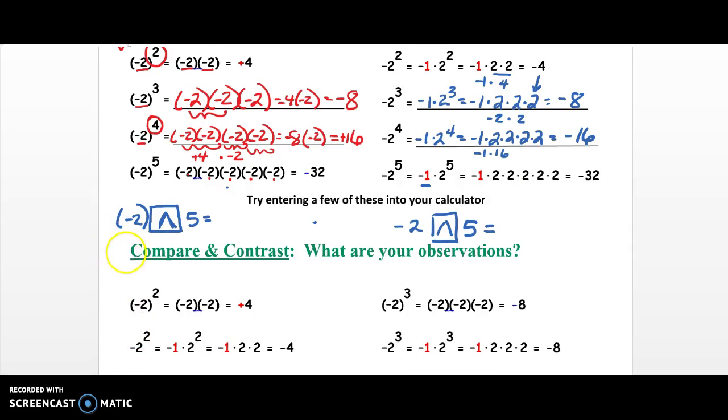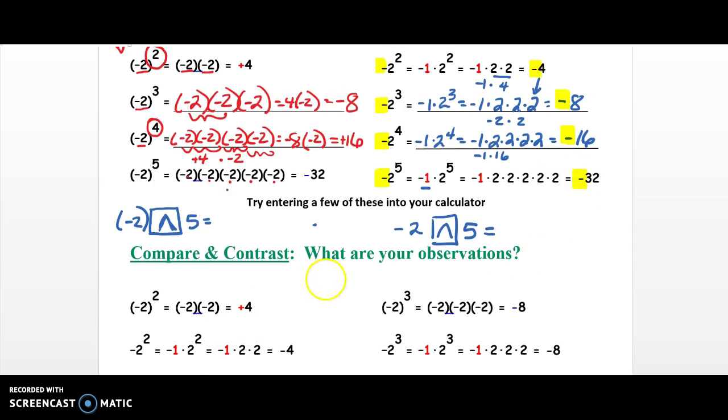Okay, now I want you to compare. We're going to compare and contrast. I want you to compare this side over here to this side over here. Actually, I'm comparing these two here and these two here. I want you to look at what's going on here. I mean, the numbers all look the same. The only difference is I have parentheses and then I don't have parentheses. Without the parentheses, is there something that you noticed? When you have negative 2, your base raised to whatever power, but there's no parentheses, what did you notice?